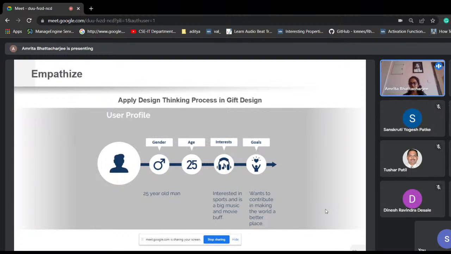In this particular example, it was found that the user for whom the designer is thinking of designing the gift is a 25-year-old man. He is mainly interested in sports and is a big music and movie buff. So he's a music lover, and wants to contribute to making the world a better place. That's the final goal of his life.